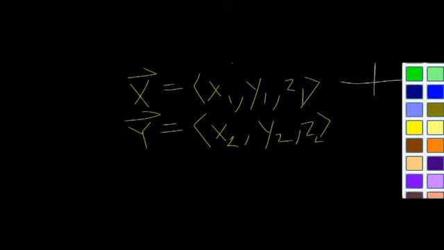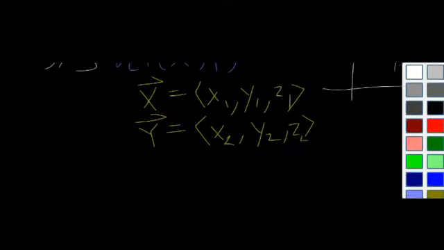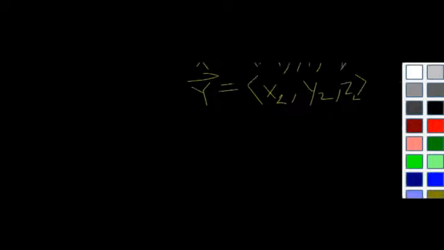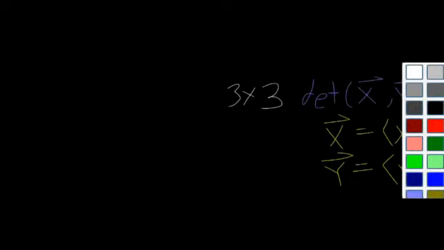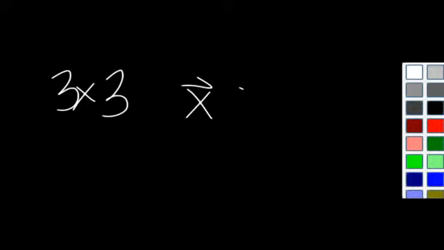So how do you take the 3 by 3 determinant of two vectors? So let's get some room here. Alright, we're back. Where we last left off was a 3 by 3 determinant, and we would want to find the determinant of the vectors X and Y.